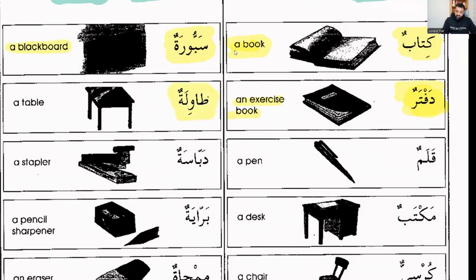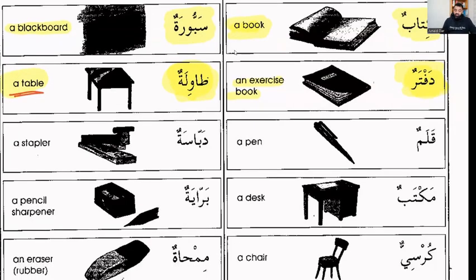This one here. Who wants to have a go at saying that? Just break it down. Tawilatun. Good. Tawilatun. Tawilatun. Good. That's the word for table.